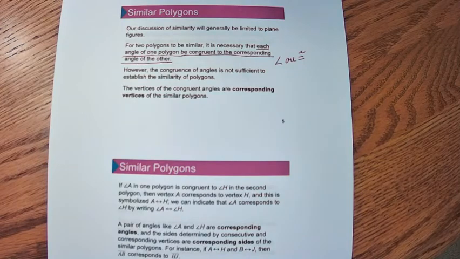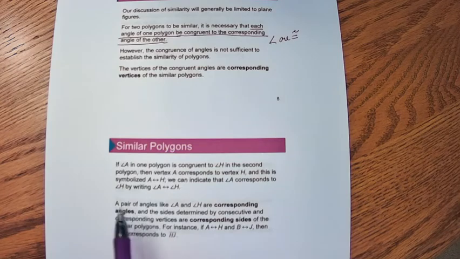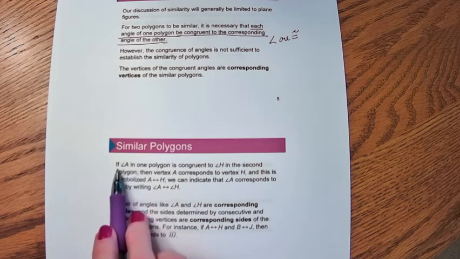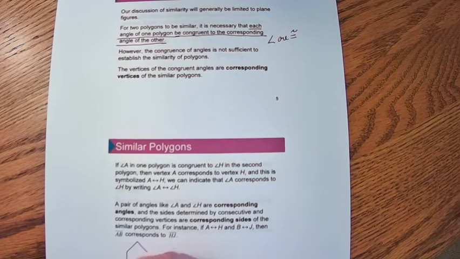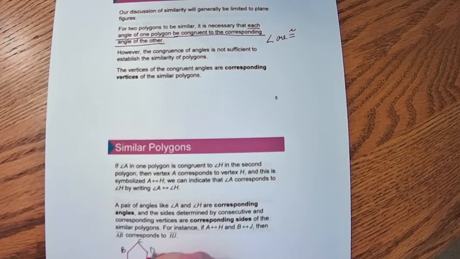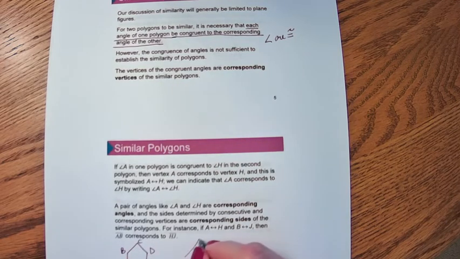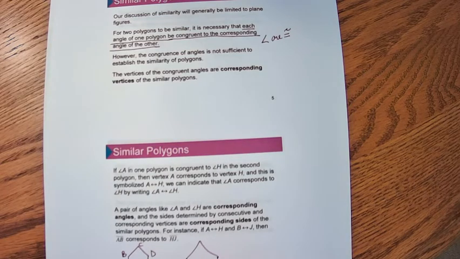And angles are represented by points which are vertices. So we're going to have corresponding parts between these similar polygons. So if I have that angle A in polygon 1 is congruent to angle H in the second, I think it's just easier to draw it out. If this is A, B, C, D, E, this pentagon, and let's say this is X, Y, Z, T, R.